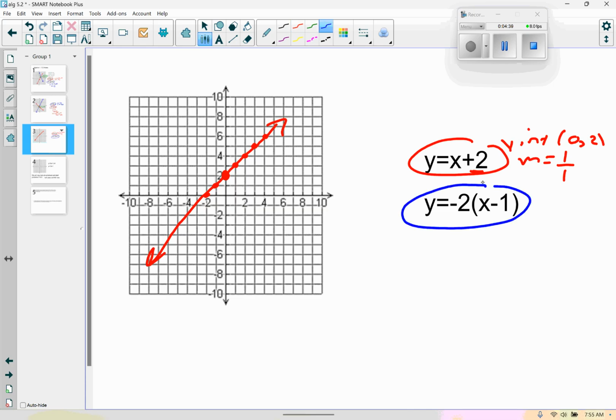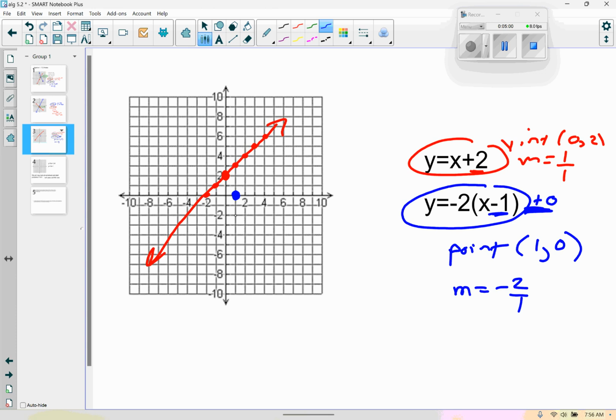This one is now written in point slope form. So we have a point. We have nothing that's outside of it. So I'm going to do the opposite of this. And the outside, if there's nothing, that's 0. So we have a point at 1, 0, which is right here. And then I have a slope of -2 over 1.